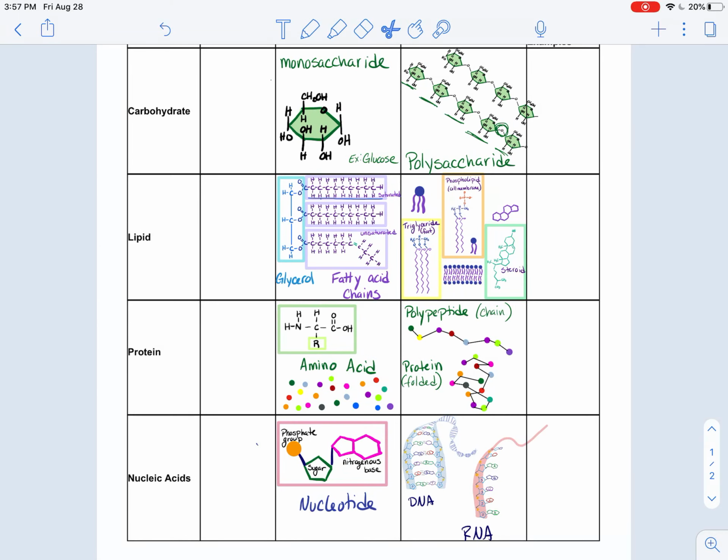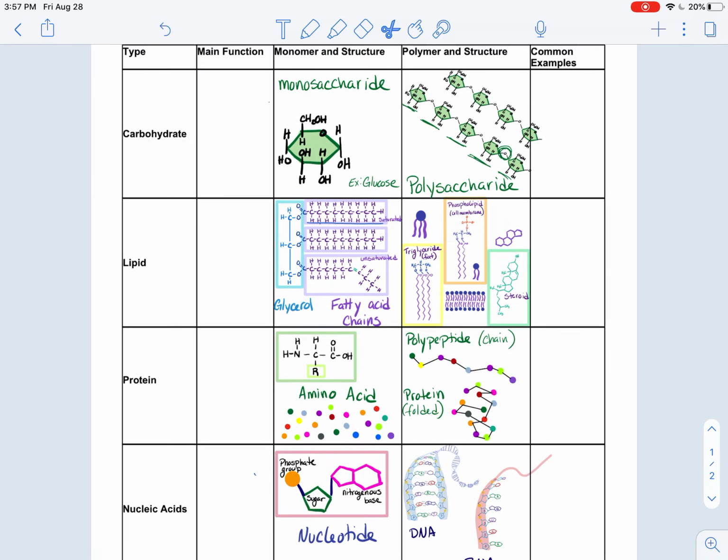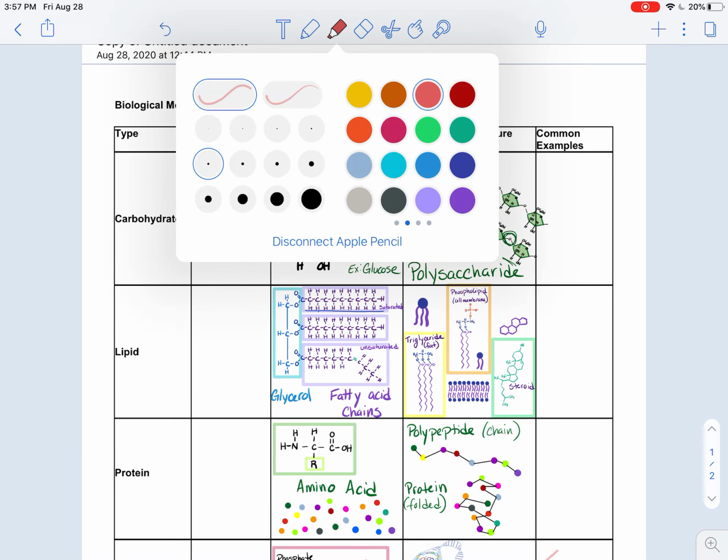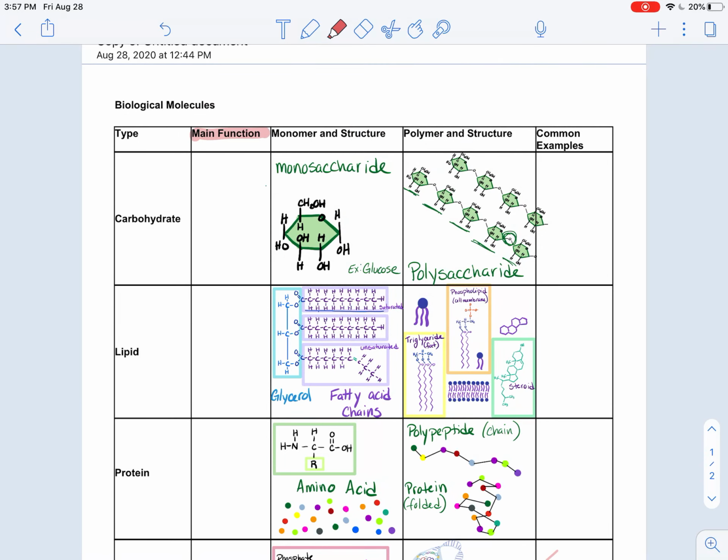Today I'm going to go over 4 biological molecules that we'll be covering this unit: carbohydrates, lipids, proteins, and nucleic acids. Before I get started, I just want to mention a couple of things that we're going to be going over. We're going to be talking about the main function of each of our molecules. We're going to be talking about the monomer, or the building block. Monomer is another way of saying building block of our molecules, as well as what that structure looks like.